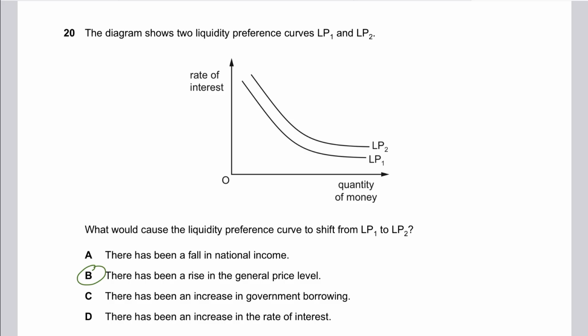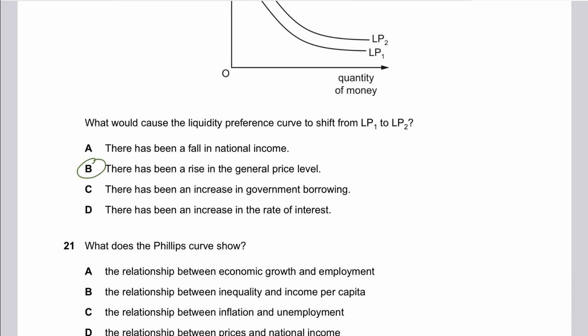So if, let's say, prices are rising, households need more cash to buy the same basket of goods, and firms also need more money to pay wages and buy inputs. As a result, this increases the transactions demand for money. The transaction demand for money goes up, so liquidity preference shifts to the right from LP1 to LP2. That's why B is correct.